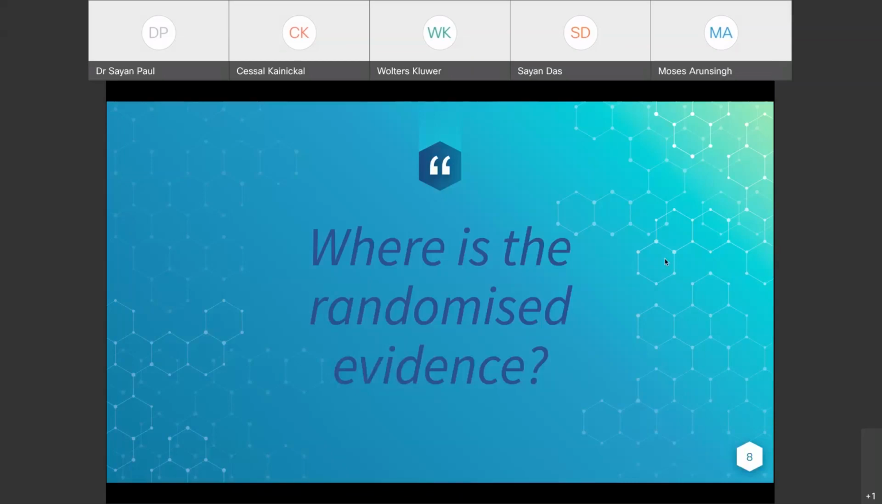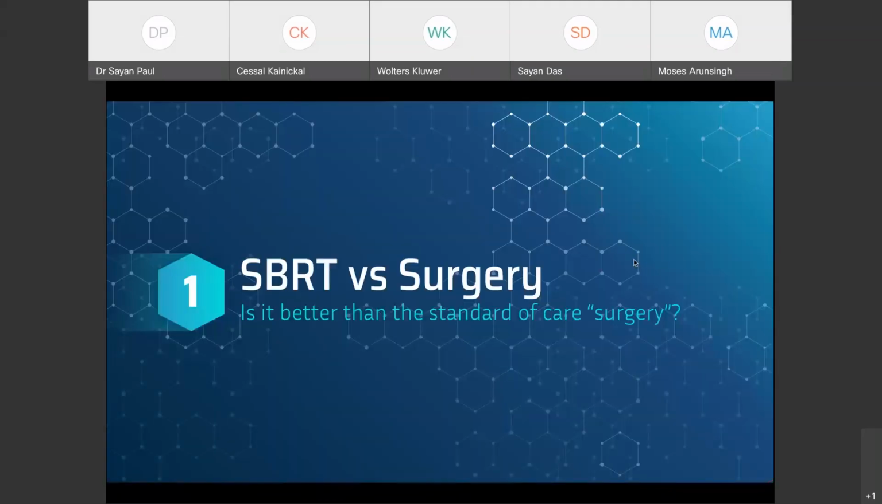But where is the randomized evidence to support SBRT as a treatment for stage 1 lung cancers? There have been several attempts to compare it to surgery in patients with operable lung cancers as well.